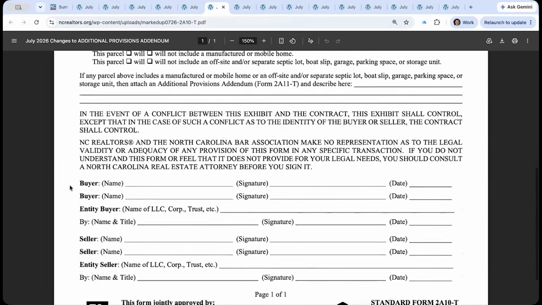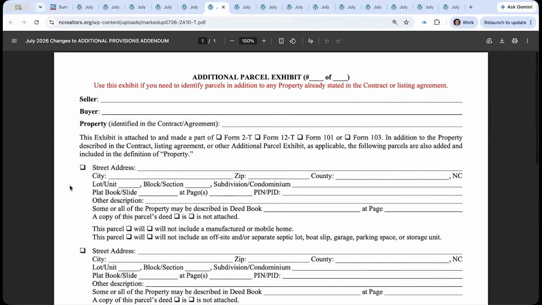Here you can see the next form we got is new form 2A10-T, additional parcels. You can see at the top here, you can use multiple of this form. If you've got 7 or 8 parcels or whatever, you can just keep attaching. These exhibits are designed so that if you're a seller, you can just fill them out once and then you can attach them to 2T, 12T, 101, 103. You're going to attach them to agency agreements and to contracts, both.